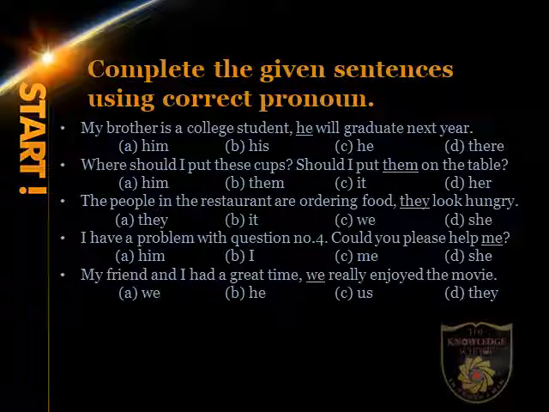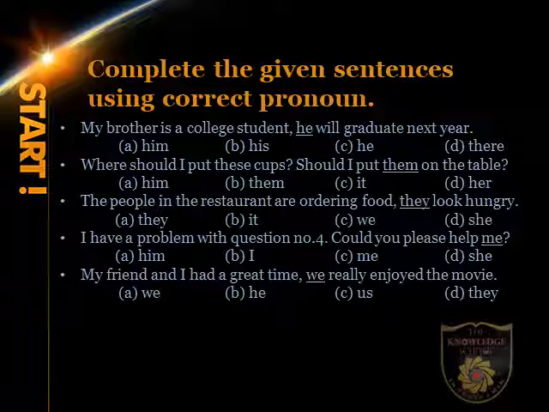Question number 1 is: complete the given sentences using the correct pronoun. My brother is a college student. Dash will graduate next year. Its options are him, his, he, and their. The correct option is he. He will graduate next year.